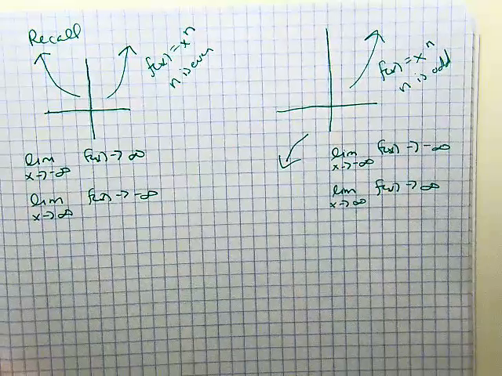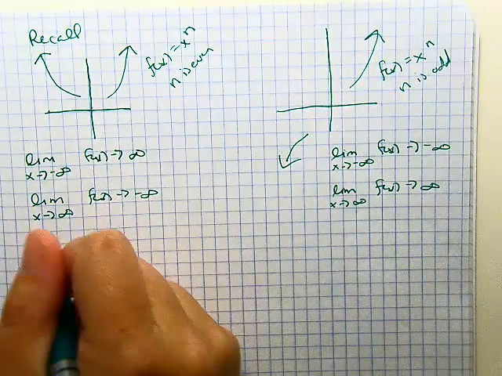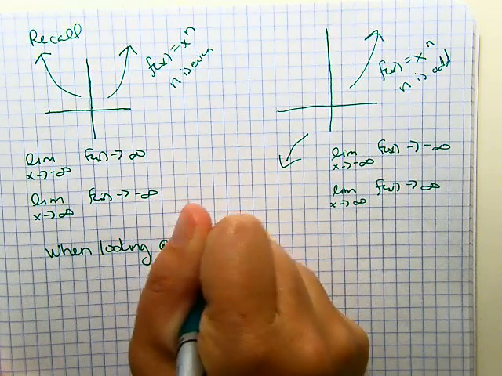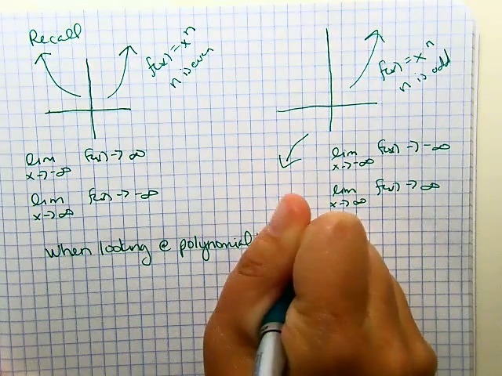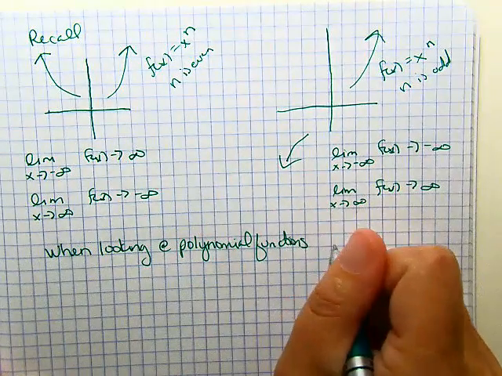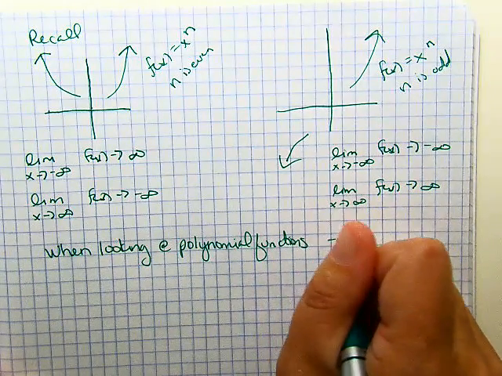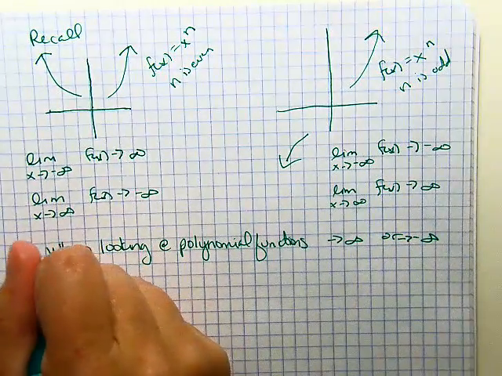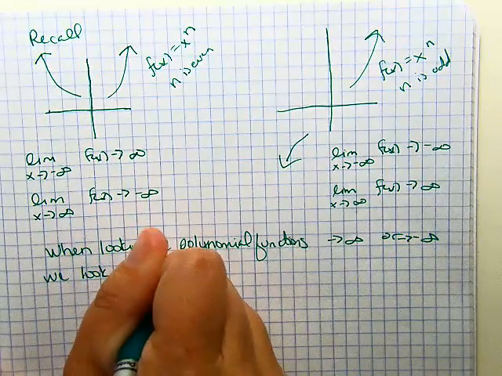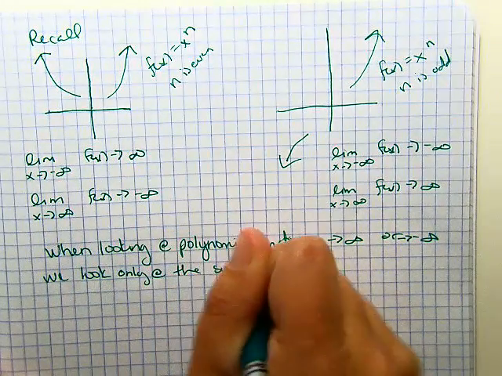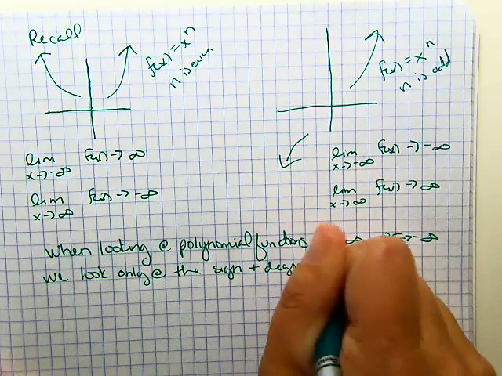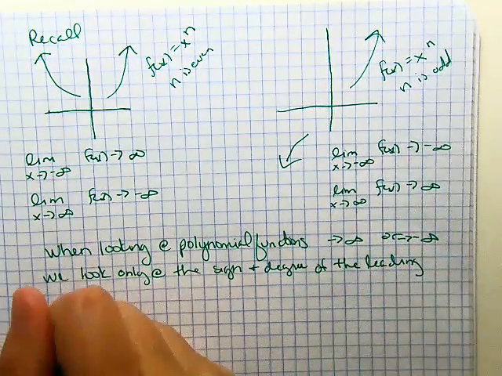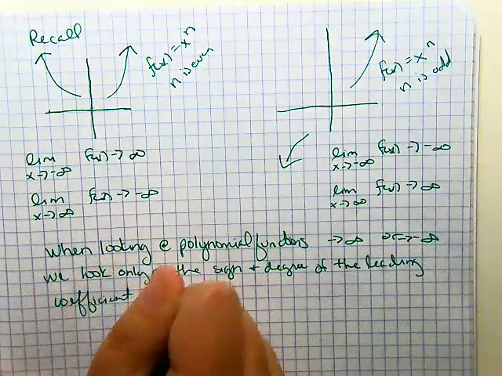And so when we are looking at polynomial functions, and if we're looking at the end behavior, so going to infinity or negative infinity, we look only at the sign and degree of the leading coefficient. We ignore the rest.